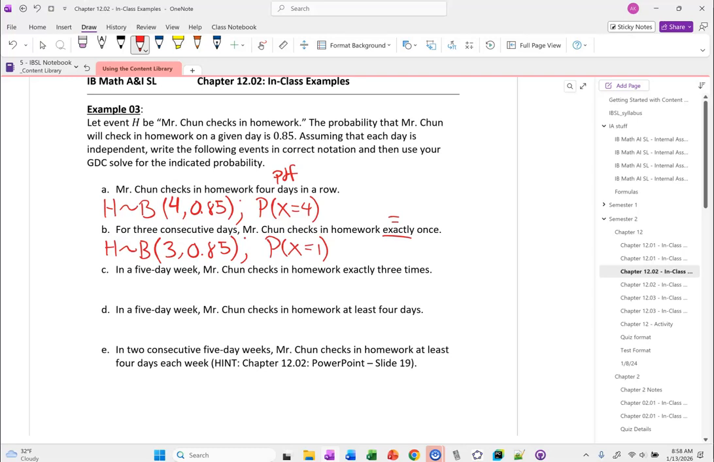Okay? I'm going to skip the number computation piece because you're just typing in your calculator. I think the part that I'm more worried about is these setups. Okay. In a 5-day week, Mr. Chun checks in homework exactly 3 times. In a 5-day week, Mr. Chun checks in homework at least 4 times. So hopefully everybody recognizes it's the same binomial here.